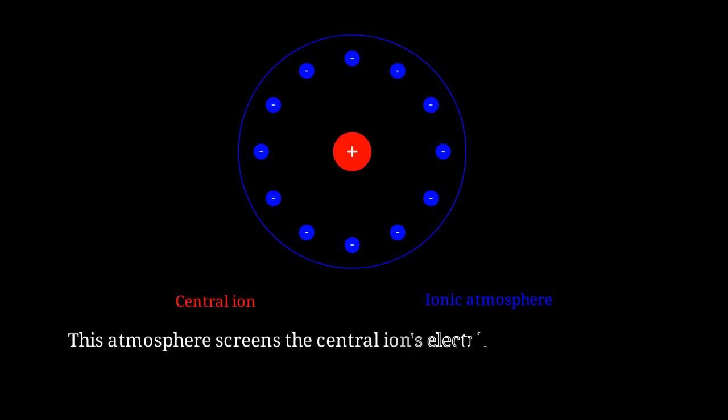This ionic atmosphere screens or shields the central ion's electric field, reducing its effective charge as seen by other ions far away. This screening effect reduces the ion's activity, making its activity coefficient gamma less than 1. The ion is less effective because it's partially neutralized by its atmosphere.